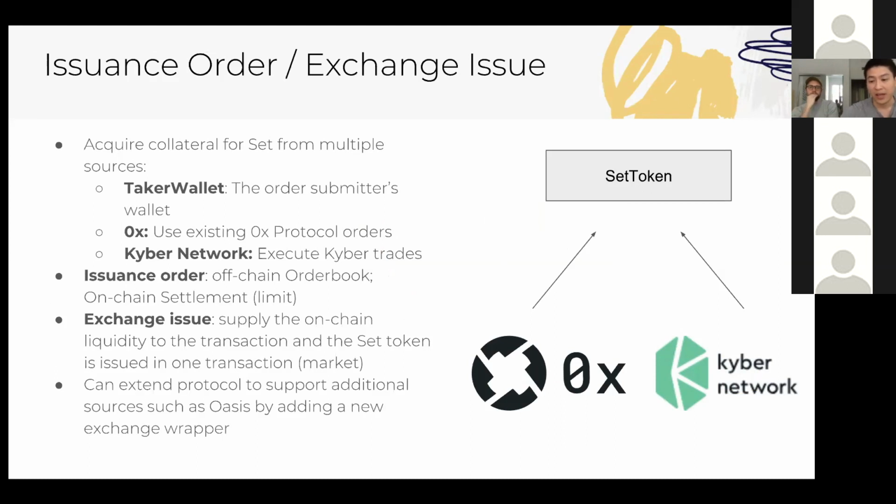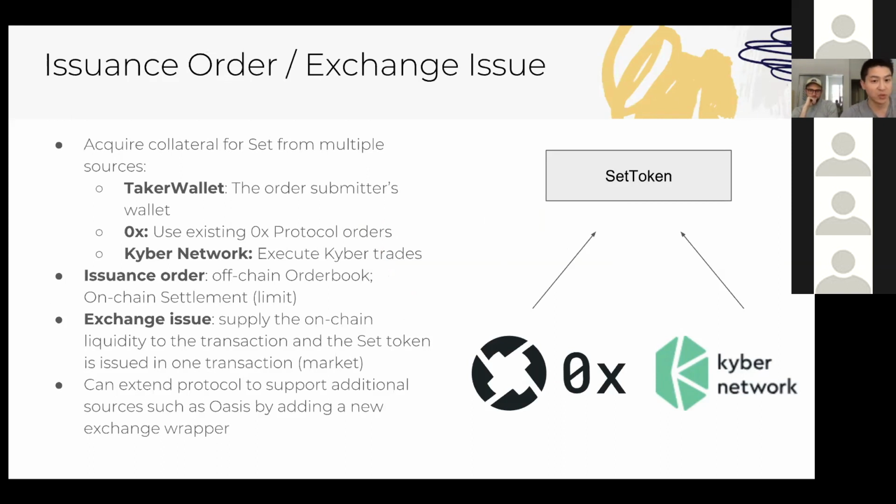So one of the problems with the old system was that you needed to have each of the components in order to essentially mint a balance of the set token. And so we thought, what is a way where we can reduce that friction where you only need to have, for instance, Ether, and you can acquire a balance of the set. So we have two flavors of acquiring sets.